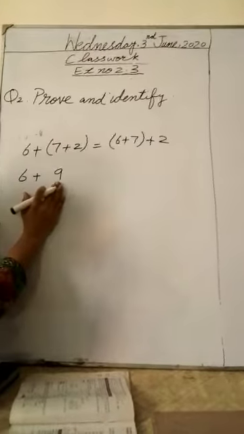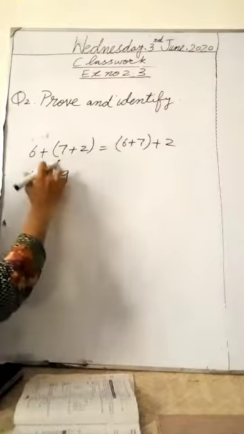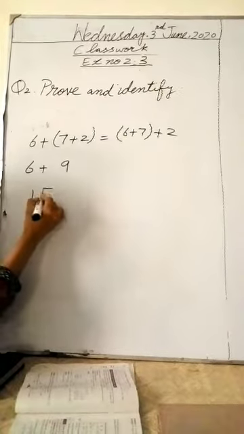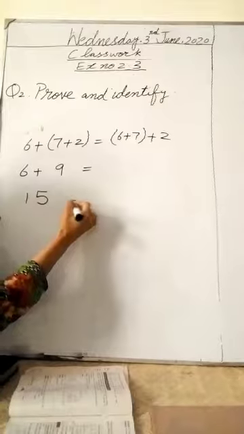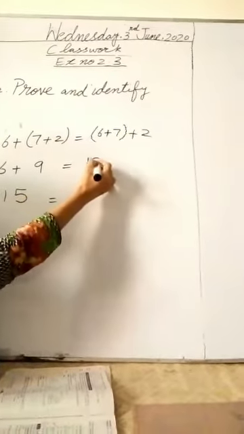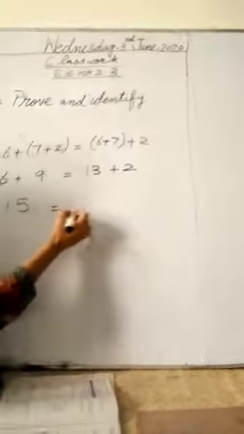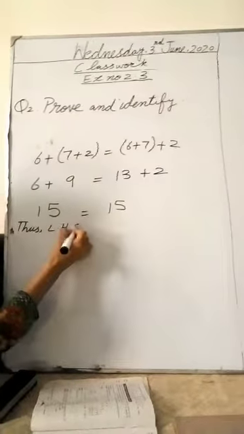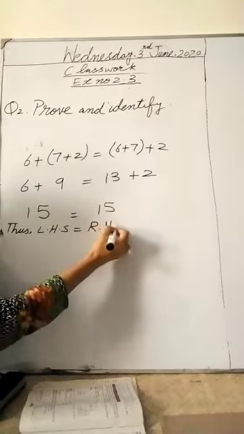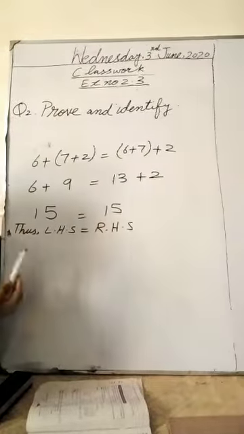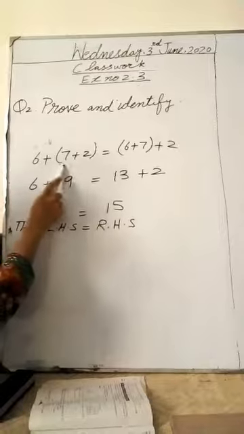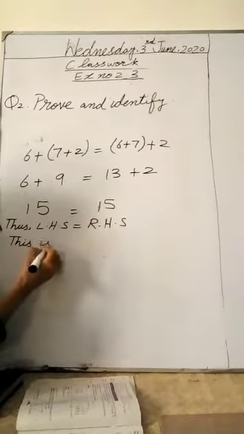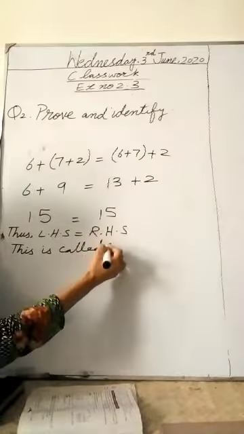When we get the single answer, the bracket will be removed. Now 9 plus 6, it will be 15. 6 plus 7, 13 plus 2, 15. Thus, left hand side is equal to right hand side. Now identify. How to identify? When we have three values with the same sign, this is called associative law.